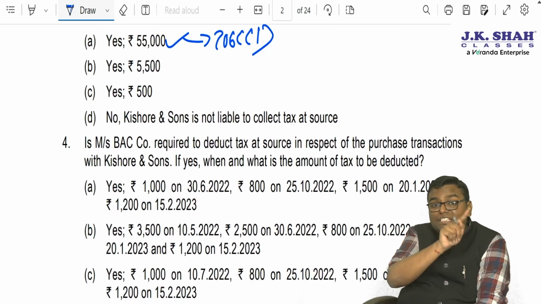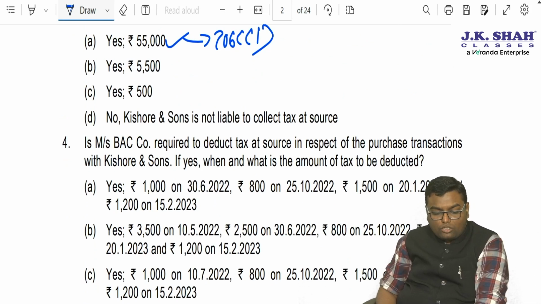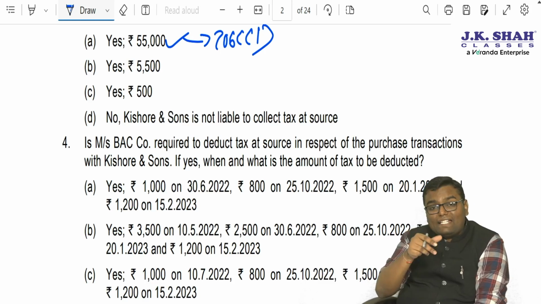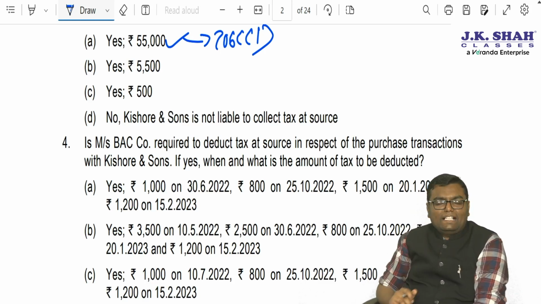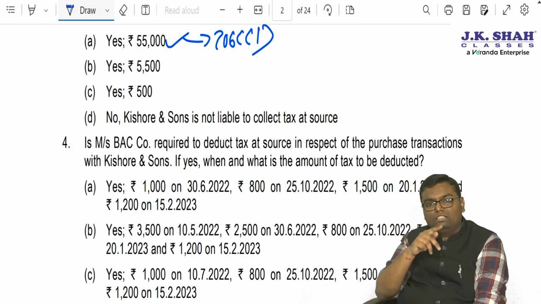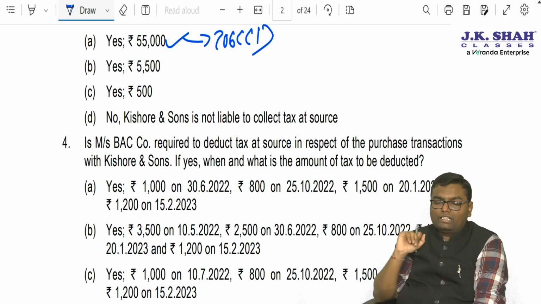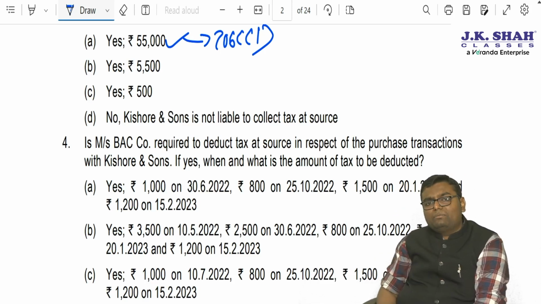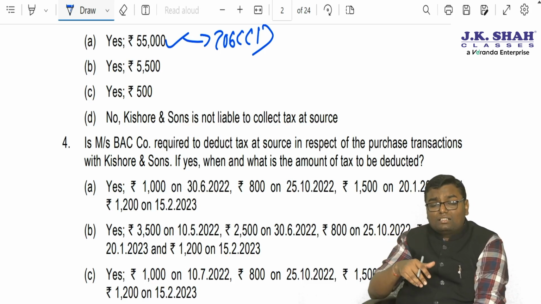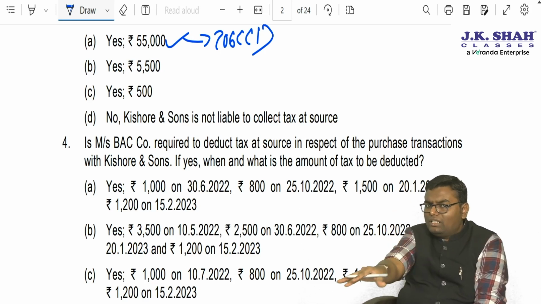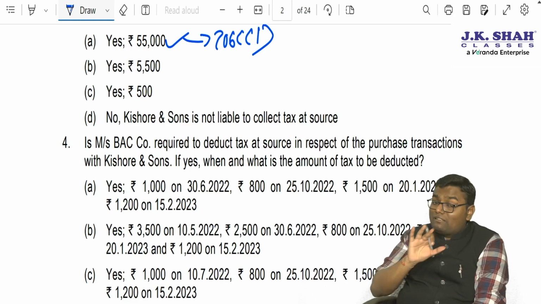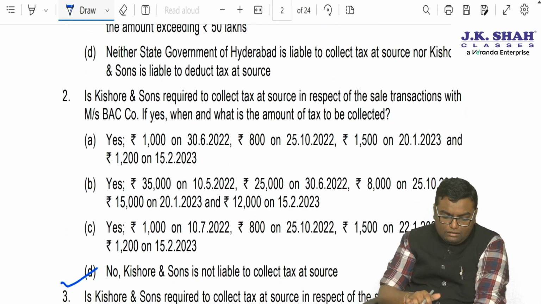Further, is BAC company required to deduct tax for purchase transaction of Kishore and Sons? If yes, when and what is the amount of tax to be deducted? Understand. I said that under section 194Q, a purchaser will deduct TDS from the seller if the transaction exceeds 50 lakh, at 0.1% of the amount in excess of 50 lakh, if last year turnover was more than 10 crore. This section is applicable only when there is no other TDS or TCS applicable except 206C clause 1H. Now here, Kishore and Sons is not required to collect any TCS from BAC company. So there is no TCS collected, as we saw in the second MCQ.